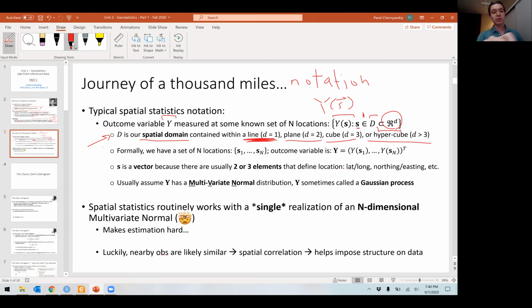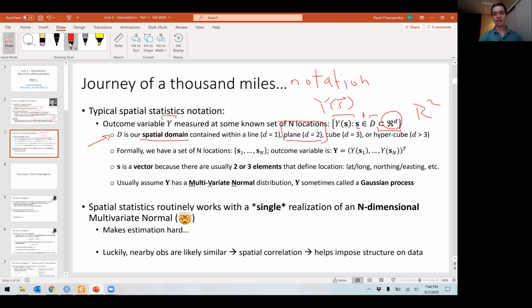We'll be mostly operating in two dimensions. And I think I mentioned this last time, just putting a little bit more precise language around this: over 95% of spatial analyses, at least in my field, occur in this R^2. So these are coordinates on a plane: latitude and longitude, easting and northing, easting and northing in kilometers, easting and northing in miles, etc.